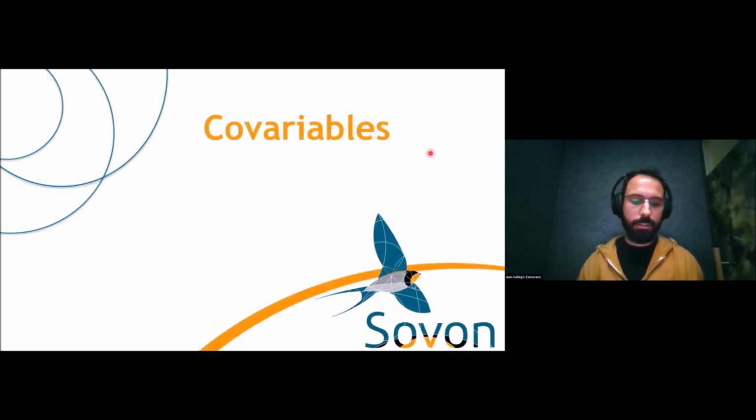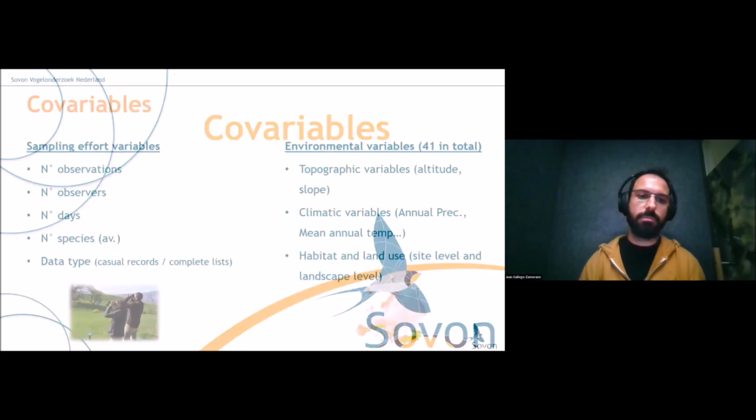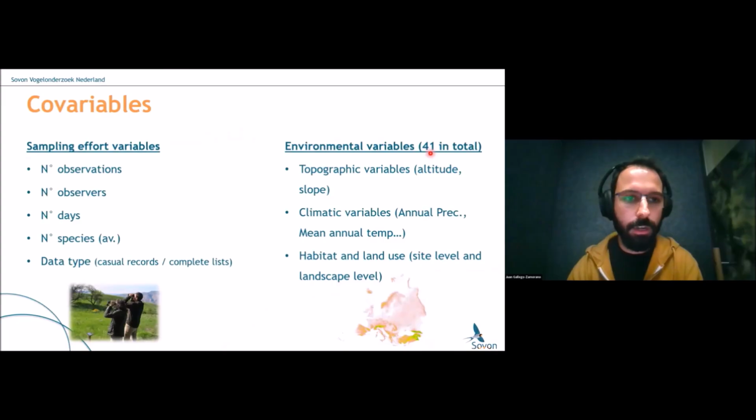For the different covariables that we use in these models, we included covariables that tell us a bit about the sampling effort during the different visits of the people in the field. So how many observations per square kilometer we had, how many observers we had on the different days, how many days, and the number of species that in each grid cell we had. We included all those sampling effort variables in the models, plus environmental variables of all kinds.